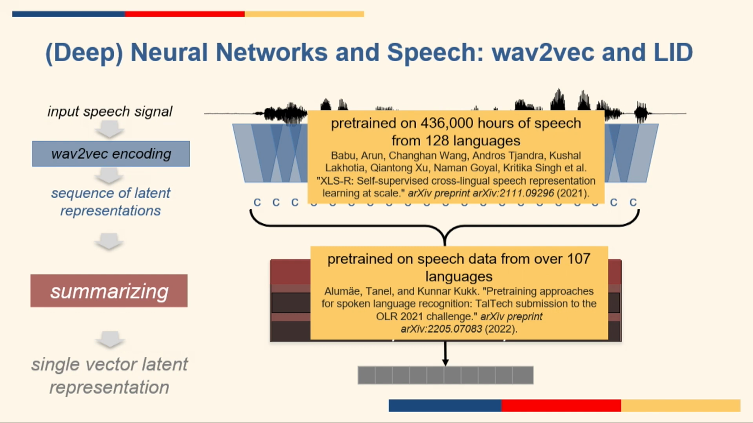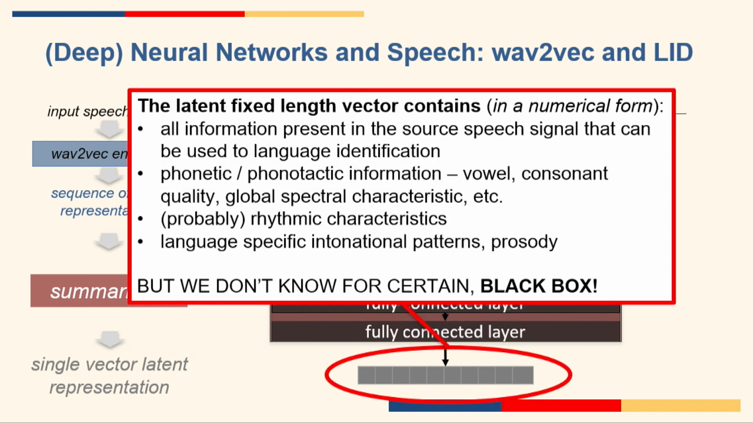Importantly, it learned to distinguish those languages and not the others. But we assume, and our results show that our assumption is correct, that it can still be used to extract characteristics also from languages which were not used in the training. So it learned something a little more broad about how languages are related and similar to each other. So the latent fixed length vector contains, in numerical form, remember, I'm a mathematician, I'm happy when I have numbers, all information which can be used for language identification.